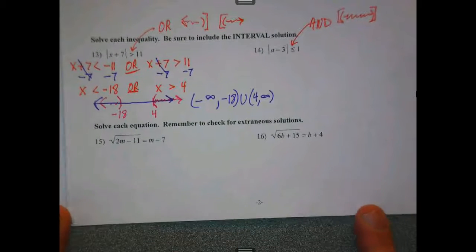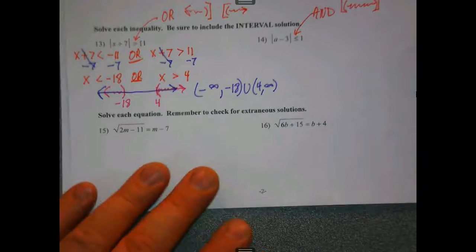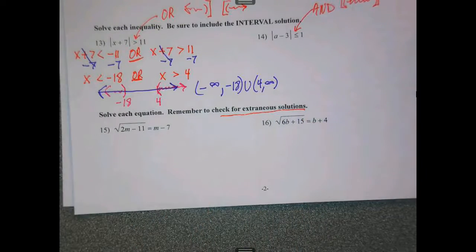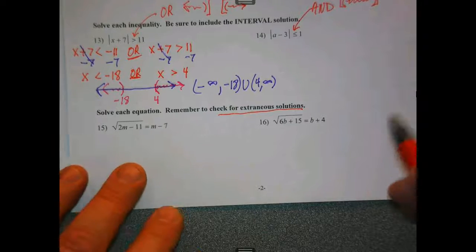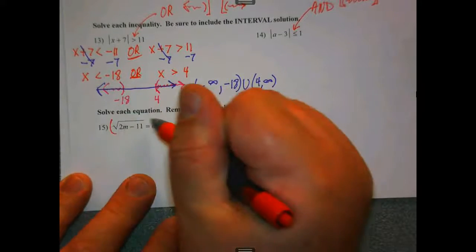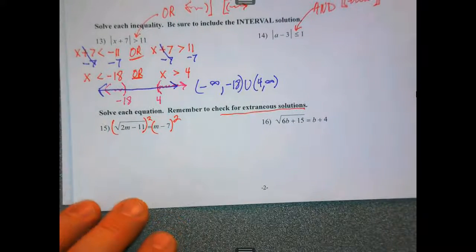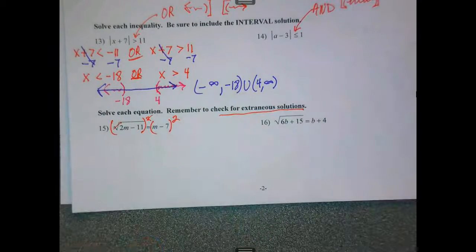Then solving radical equations, we're going to do this algebraically. Remember, if I get a quadratic, check for extraneous solutions. Actually, you should check all the time. All right, get rid of radical. I'm going to square it. Radical and power 2 cancel out.